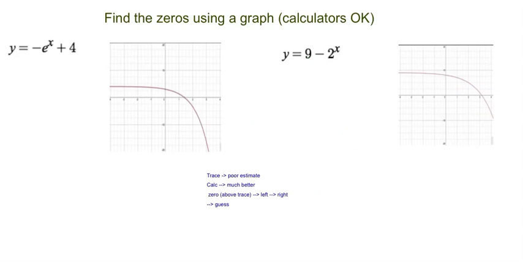Alright, now the next one, you can use your calculators. As you can see on the bottom here, I put a little note. You can use trace, but trace will be a poor estimate, and I want things rounded to 3 decimal places, so you'll probably get them marked wrong. What I recommend is to use where it says right below there, calc. It's a much better estimate, the 0, and then it's going to ask you for the right, the left, and guess.